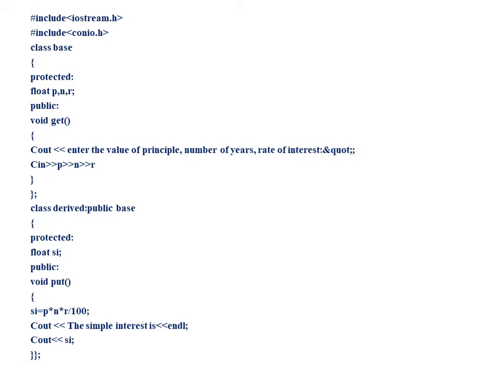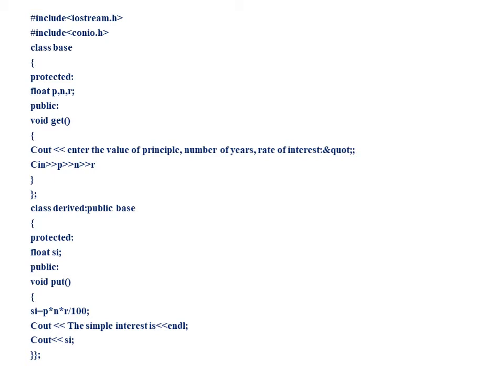The syntax for creating the derived class is class derived, where derived is the derived class name. You can give any name over here, followed by a colon and the visibility mode. Here I have mentioned public base. What does this public mean? I am going to publicly inherit the base class into my derived class. So all the member functions of the base class are going to be accessible within the derived class. That is the meaning of this.